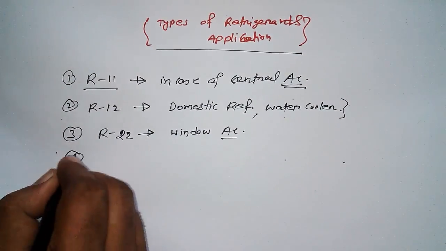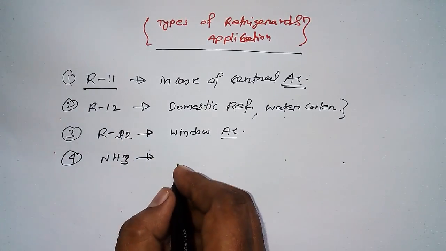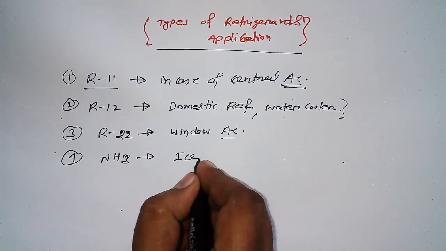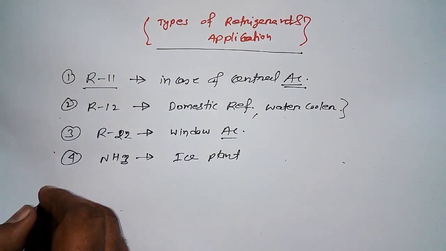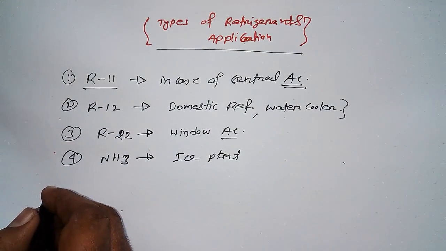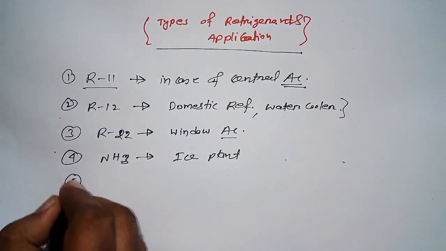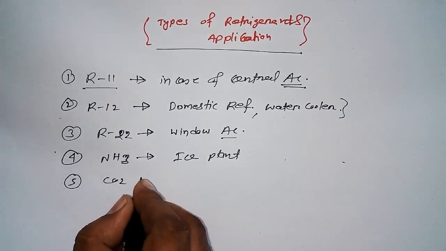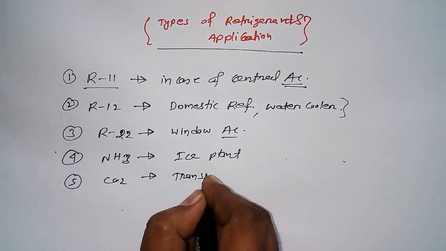Right, now the fourth one, NH3, this is most commonly used for ice plant for getting ice. Right, probably you have seen large cubes of ice in front of you in a market, basically in summer days. Okay, now let's go to CO2. CO2 is used for transportation of dry ice.